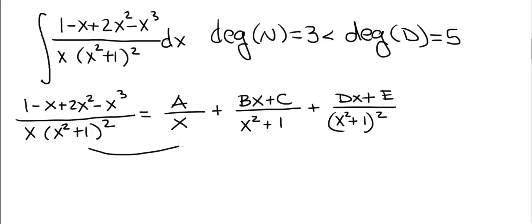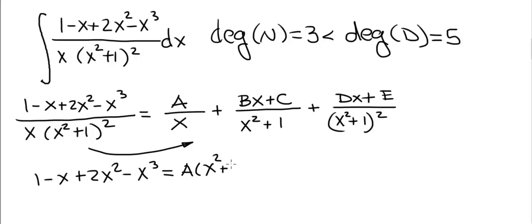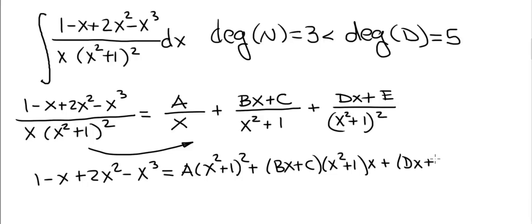And now multiply everything by the denominator from the left. We have 1 - x + 2x² - x³ on the left. A over x times (x² + 1)² will be A times (x² + 1)², plus (Bx + C) times (x² + 1) to the first, because one of the powers cancels, and then times x, plus (Dx + E) times x.